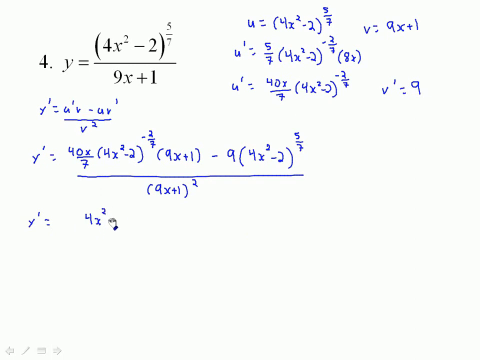4x squared minus 2 to the negative 2 over 7. But it might be an issue with the coefficient, like the 40 over the 7. It matters because if we take out the wrong factor, or no factor at all, then we get these fractions within the bracket. And it's not absolutely wrong, but it's not how you like to write your answer, because it's going to have a complex fraction. So you want to get the fractions out.